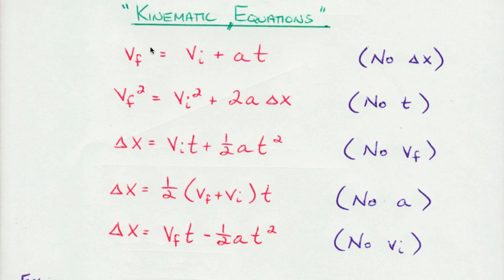So this first equation has 4 of the 5, but it's missing displacement. This second equation is missing time. The third equation is missing final velocity, the fourth acceleration, and the fifth initial velocity. So if I'm provided some kind of problem, and I'm not given any displacement information, I have no displacement, this is the equation I should be using. If in the next problem I'm not given anything about the final velocity, well, this equation does not have final velocity, so I can use this equation to relate the other variables.